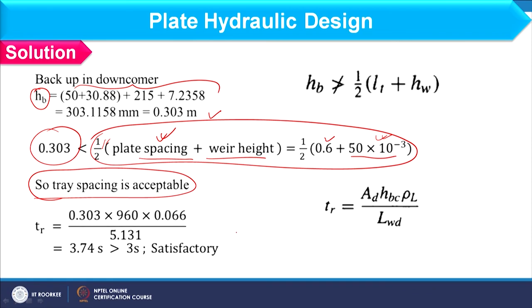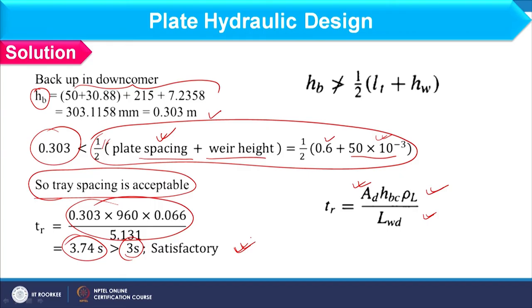And next we have to find out the residence time in the downcomer section and this is the expression for that. Considering values over here, because all values you know, you can find out residence time in downcomer section as 3.74, which is more than 3 seconds. So here we consider that the design of the plate is satisfactory. And wherever the conditions are not met, whatever changes you have to do, I have already explained. So in this way you can design the plate for a distillation column, and this plate is basically the sieve plate which we have considered.